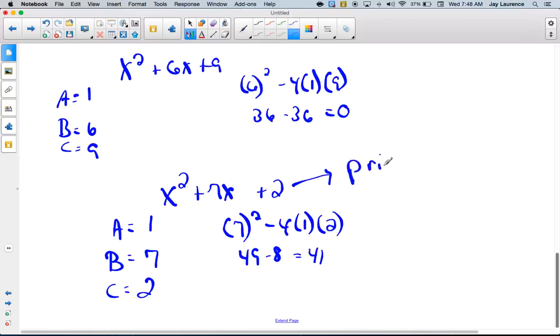So when you do the discriminant, sounds like a dance, you need to get a perfect square. If you get a perfect square, it's factorable. You know, 0, 1, 4, 9, 16, 25, 36. So know your perfect squares. That'll make your life a whole lot easier.